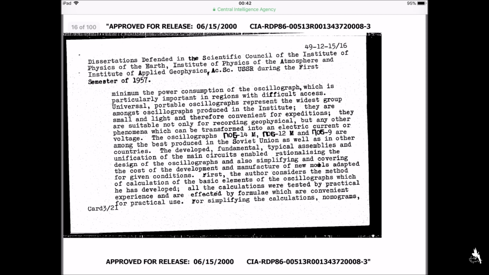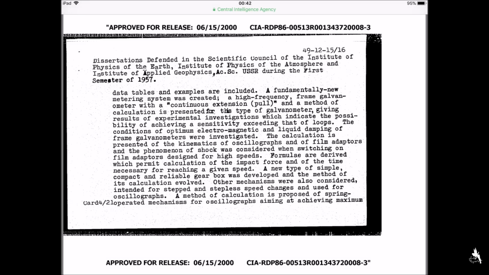The developed fundamental, typical assemblies and unification of the main circuits enabled rationalizing the design of the oscillographs and also simplifying and reducing the cost of the development and manufacture of new models adapted for given conditions. First, the author considers the method of calculation of the basic elements of the oscillographs which he has developed. All the calculations were tested by practical experience and are expressed by formulae which are convenient for practical use. For simplifying the calculations, nomograms, data tables, and examples are included.